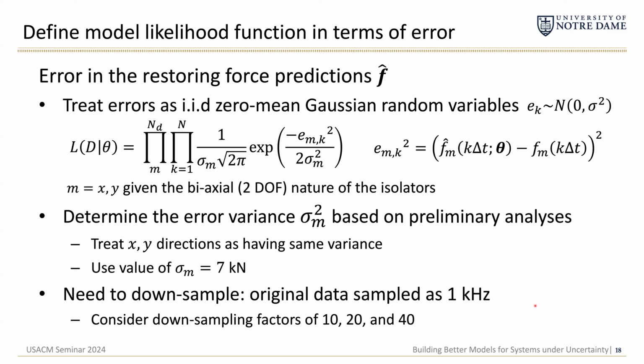So to deal with that challenge, we looked at some downsampling factors of 10, 20, and 40, which then give us new sampling rates of 100 hertz, 50 hertz, and 25 hertz, which are much more in line with what we typically have for a structural dynamics experiment, and still have sufficient frequency resolution in terms of the Nyquist frequency to capture the frequency content that we need.